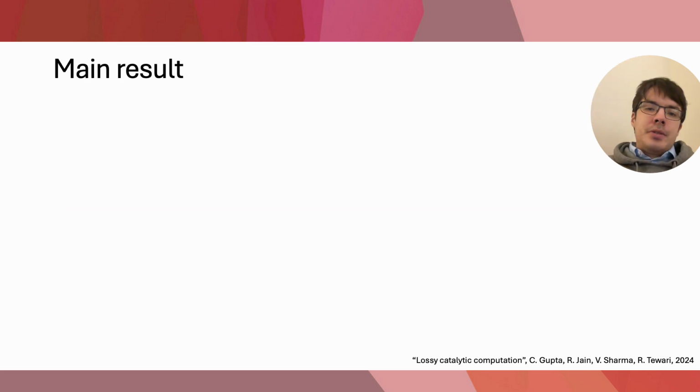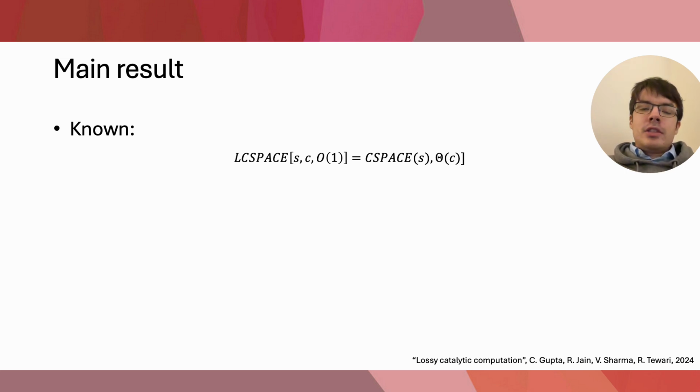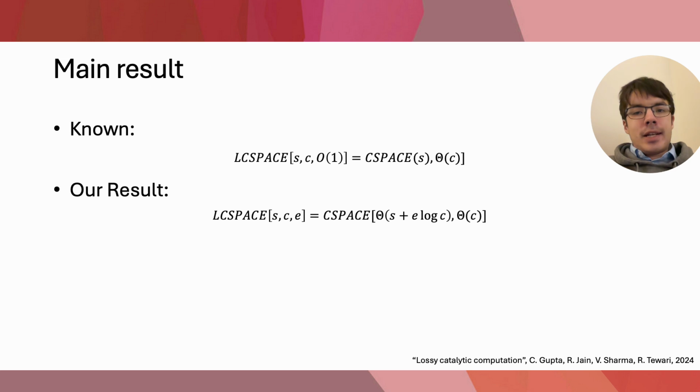So what is our contribution? Earlier this year, it was found that a constant number of errors do not change the power of catalytic computing. In particular, LC space with a constant number of errors is equal to C space, or LC space with no errors. We generalize this result to an arbitrary number of errors. In particular, we find that allowing E errors is equivalent to allowing E log C additional bits of clean space.